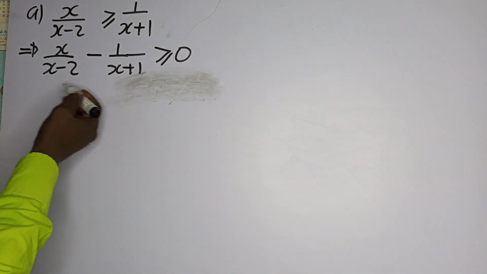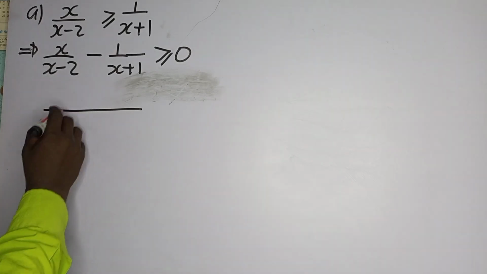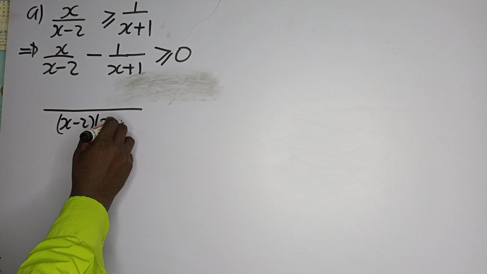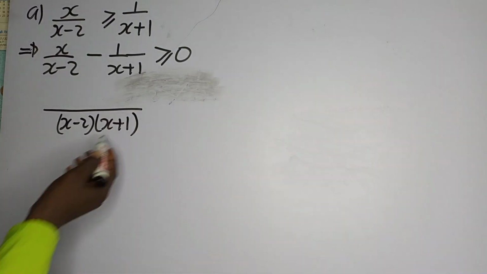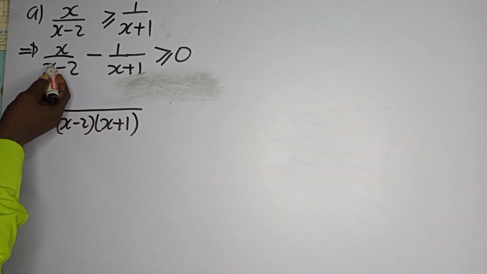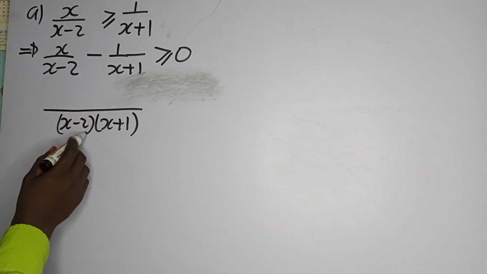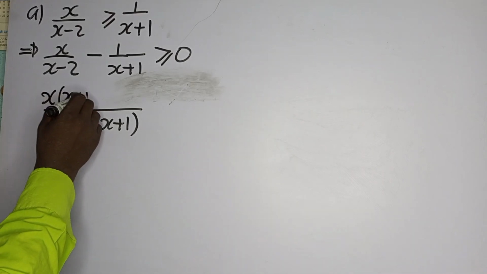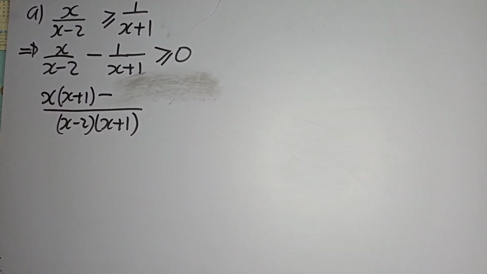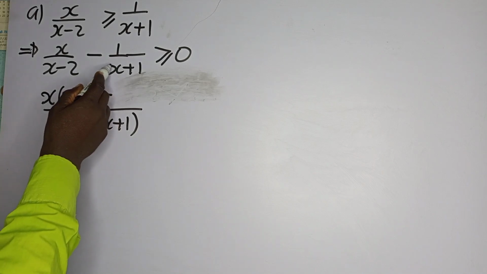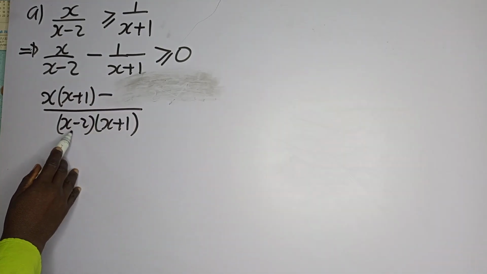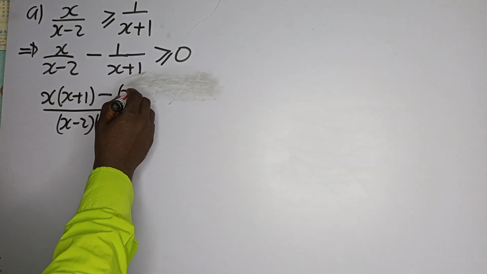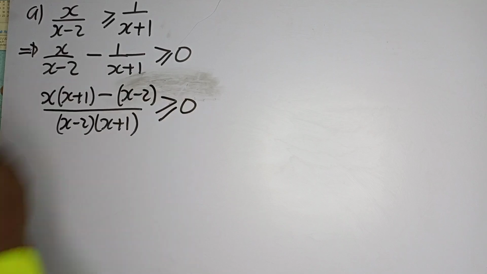So let's bring this to a common denominator. The LCM should be their product, x minus 2 times x plus 1. This LCM divided by x minus 2: x minus 2 will cancel and we're left with x plus 1, multiplied to x. So we write x into x plus 1, minus this LCM divided by x plus 1: x plus 1 will cancel, and we're left with x minus 2. Multiply to 1, we'll have x minus 2, greater than or equal to 0.